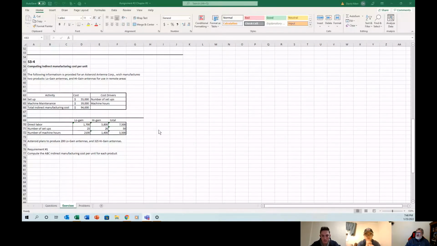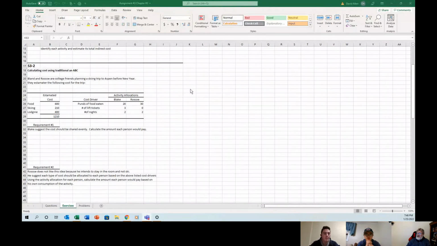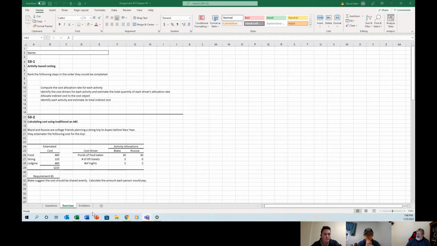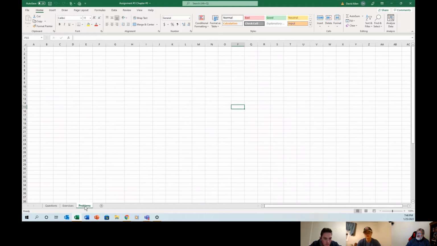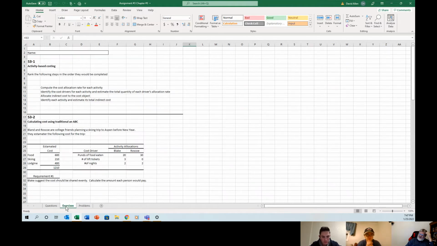Okay, so let me start sharing here again. All right, you guys see the spreadsheet there? Yep. Okay, and again, let me look. I don't think there's anything on the questions tab or the problems tab. No, okay. So I've cleaned this one up. Everything is on the exercise tab.